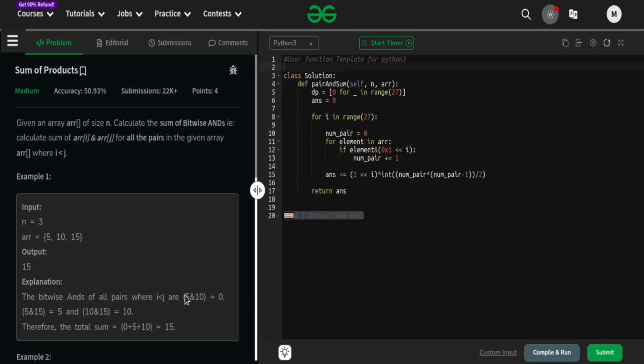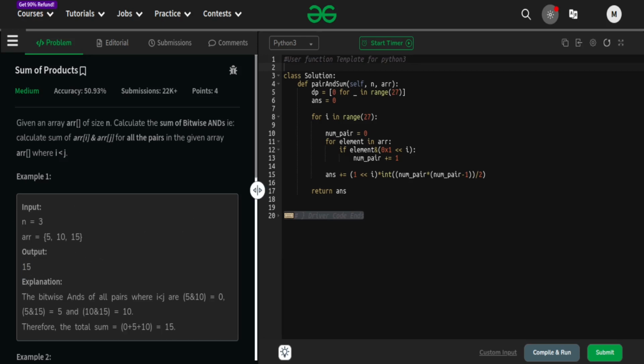So if we do a bitwise AND operation of these pairs, then the bitwise AND of 5 and 10 is 0. Similarly, the bitwise AND of 5 and 15 is 5, and of 10 and 15 is 10. And if we add this, 0 plus 5 plus 10, we will get 15. So this is what we need to return.